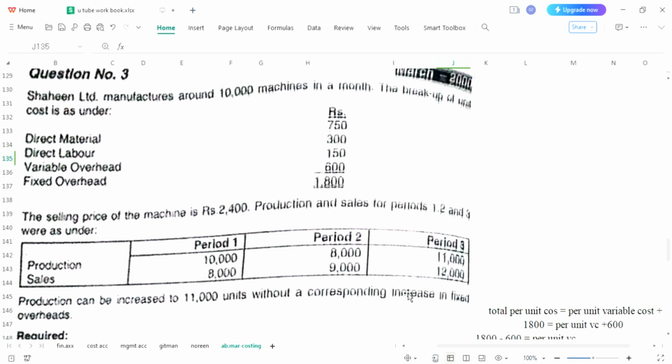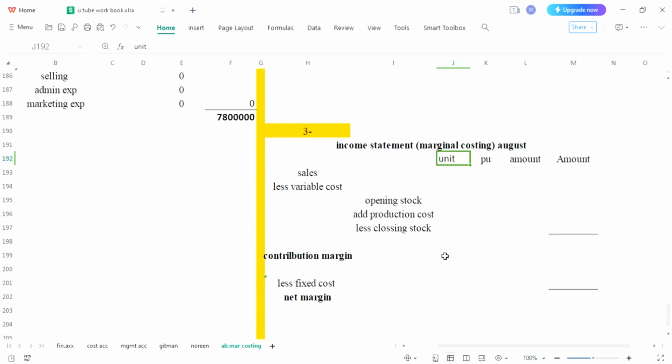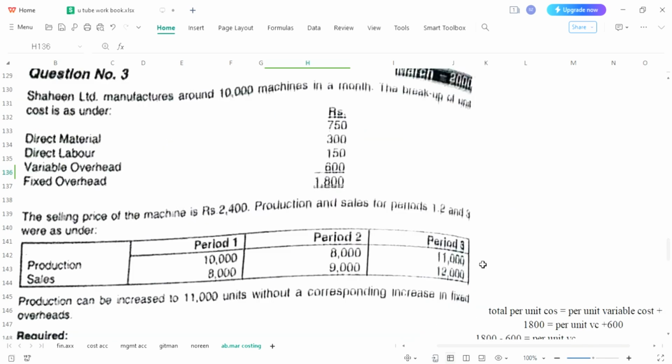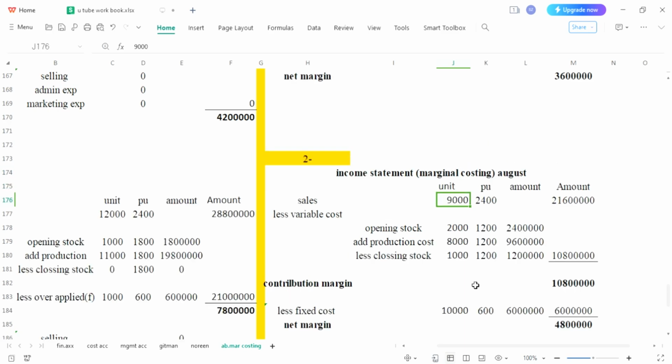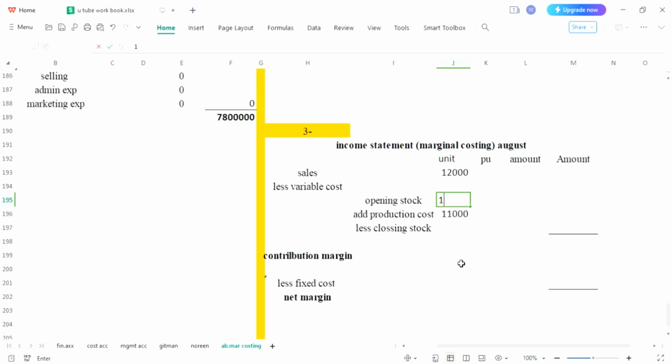Units produced are 11,000. So we will be here, 11,000 units produced. Now we will see how many units sold. In the third part, units sold are 12,000. So here 12,000 units sold. Opening stock as usual, we will go to the second part. Closing stock of the second part would be opening stock of the third part. So closing stock 1000 would be opening stock for the third period.